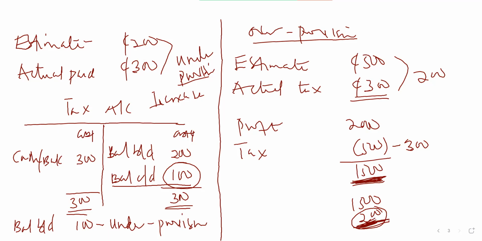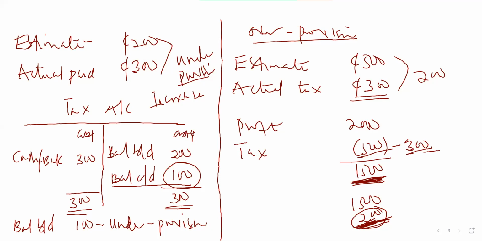This one will be treated as what? As an income. Just treat it as an income because you are saying that you are going to pay 500. Now it is what? 300. Your provision has reduced. So if the provision has reduced, what will happen? You have to go and add it back to your income. It will be treated as income, like normal provision.